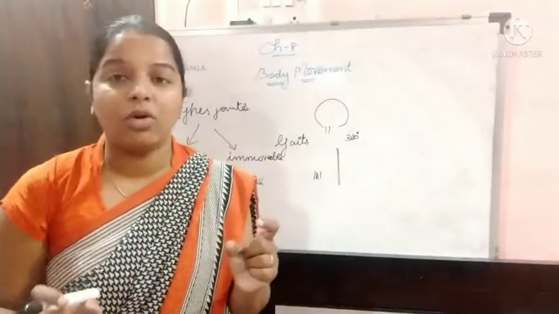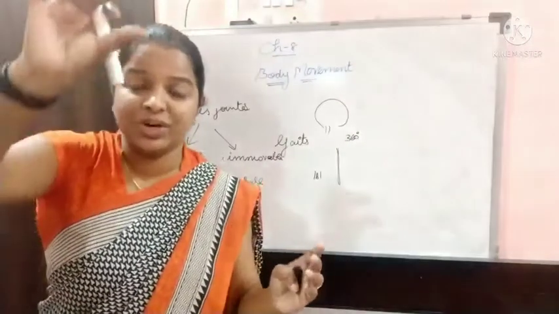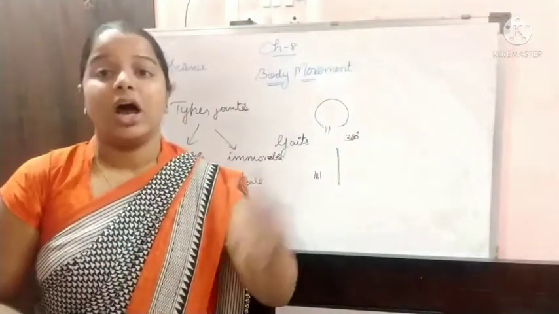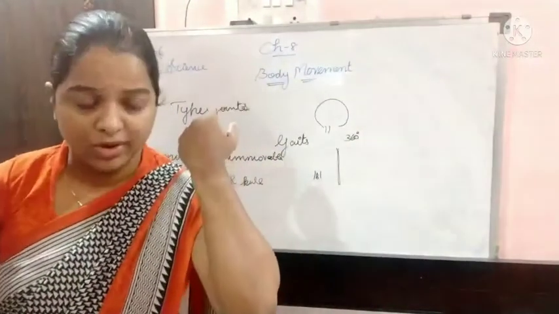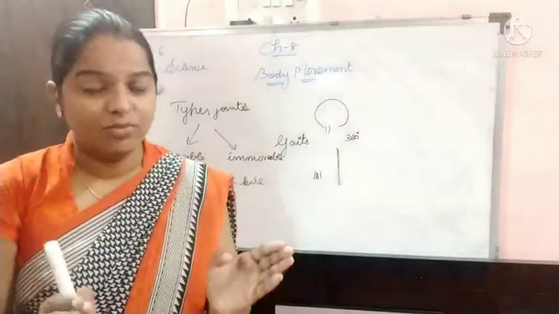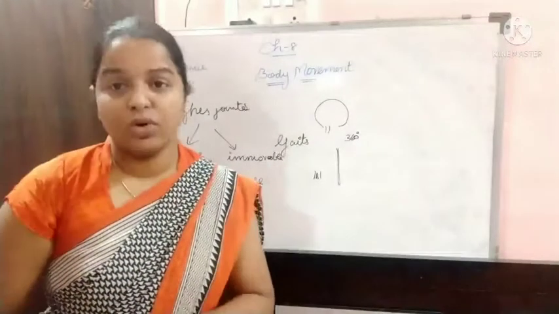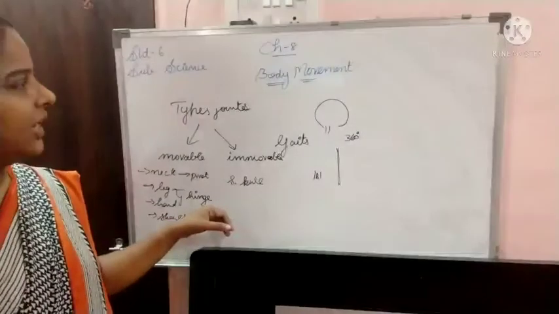Understood? I am not talking about the lock. I am talking about the door where it is attached. You can see the small hinges. Like that, our hand and leg can be folded. The hand can be folded in one direction, but it cannot be folded in the other direction. In the same way, the leg can be folded backward, but you cannot fold it forward. Understood, students? That type of joint we call a hinge joint.